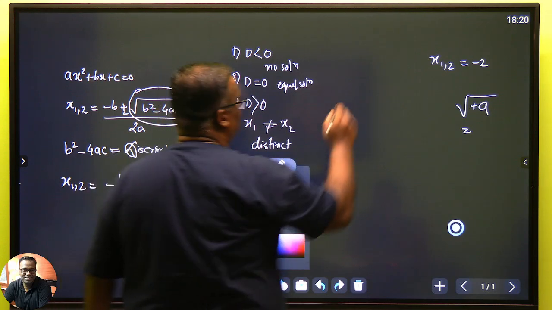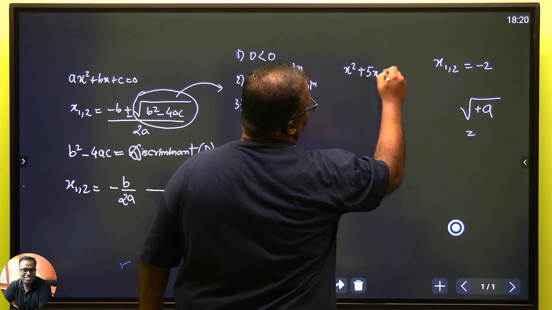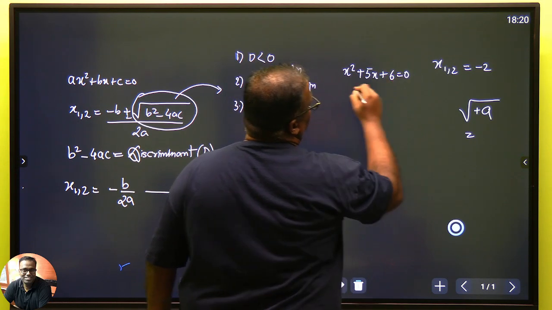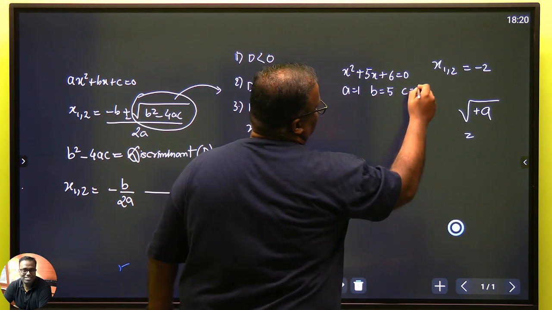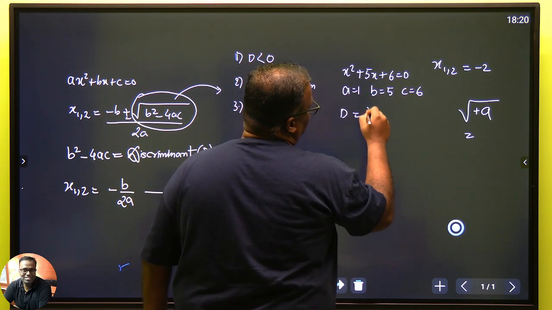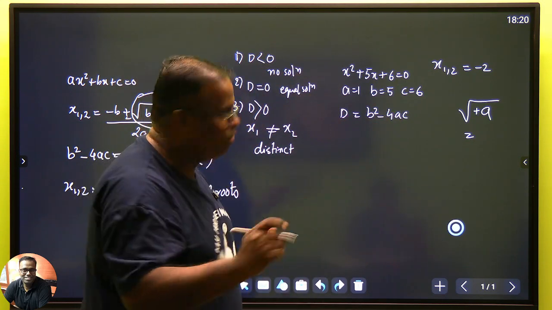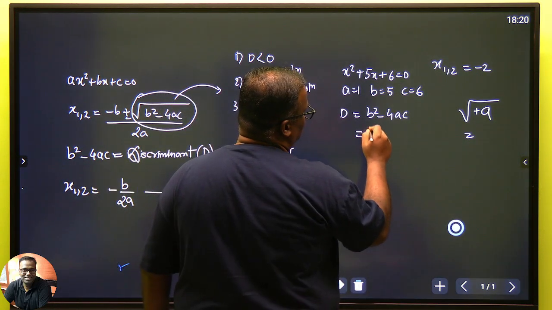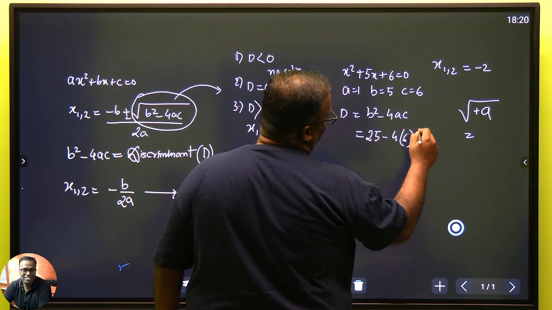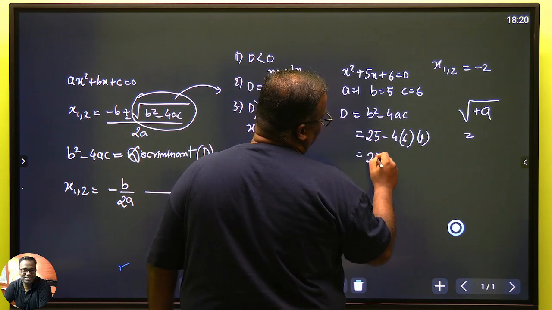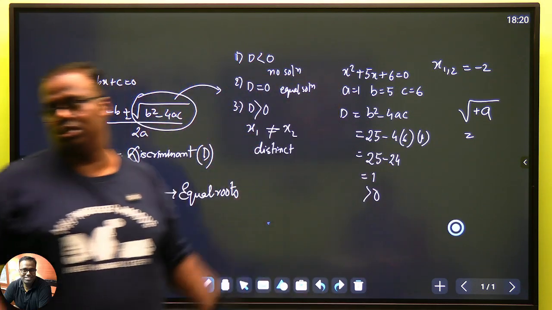What was the question? x² + 5x + 6 = 0. Here a is equal to 1, b is equal to 5, c is equal to 6. Solve your discriminant. Discriminant is b² - 4ac. We should get it greater than 0. I'll check, karte hain. B square means 25, minus 4 into 6 into how much? 1. So you're getting how much? 25 minus 24, which is equal to 1, which is greater than 0. That's why you got distinct roots.